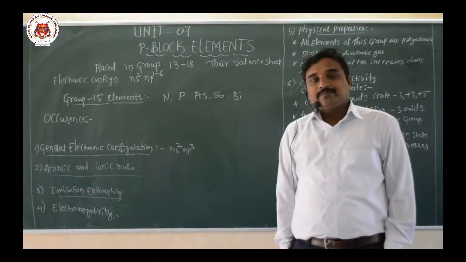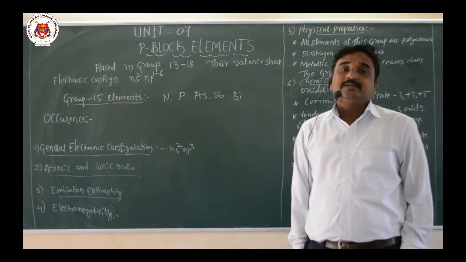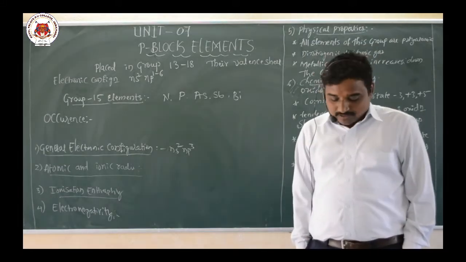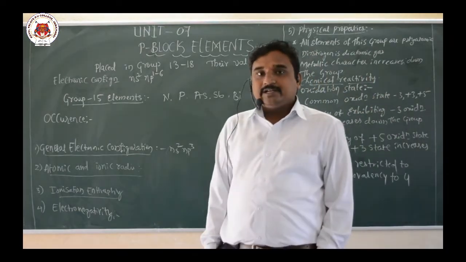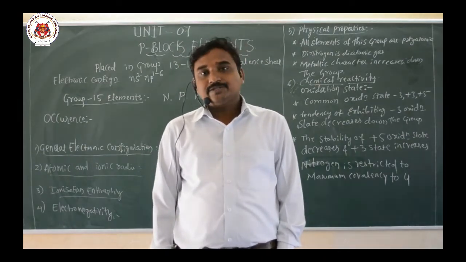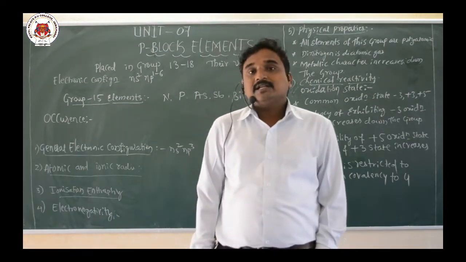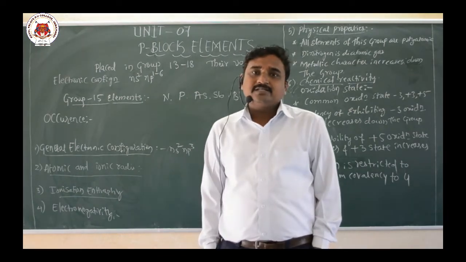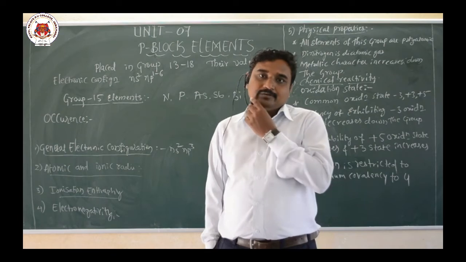So in today's session, I am going to start a new chapter, that is the inorganic chapter, unit number 7, that is P block elements. Already we know an idea about the periodic table. The periodic table consists mainly of 18 groups and 7 periods. Group number 1 and 2 elements are S block elements, group number 3 to 12 are D block elements, and group number 13 to 18 elements are called P block elements.